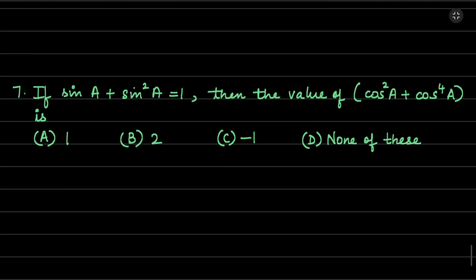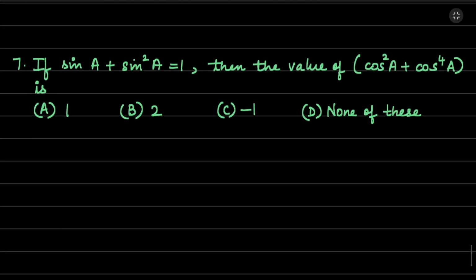Let's move on to the next question. If sine A plus sine square A equals 1, find the value of cos square A plus cos to the power 4 A. Let's write what is given. You are given sine plus sine square is equal to 1. So the minute I have a 1 and sine square, I'll just combine them, because I need to find the value of cos square plus cos to the power 4, right? So sine is equal to 1 minus sine square, which is equal to cos square, right? So this is cos square.